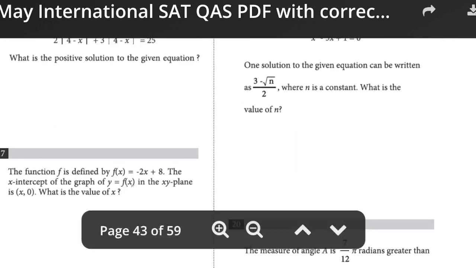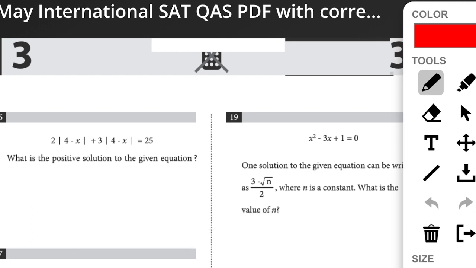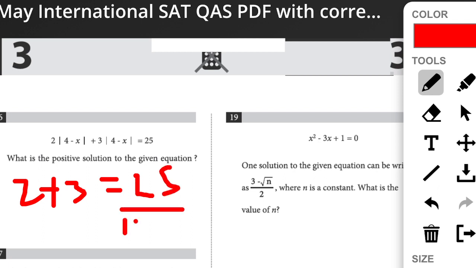Alright. This one says, what is a positive solution to this given equation? In my opinion, why don't we see what we have over here? Okay. So we can just divide it all by the square root of 4 minus x. So we get 2 plus 3 is 25 over the square root of 4 minus x. Okay. So this has to equal 5, because this is 5. And then 25 divided by 5 gives us 5. So square root of 4 minus x. So if we do -1, then we'll get a positive 5, but we need a positive solution.